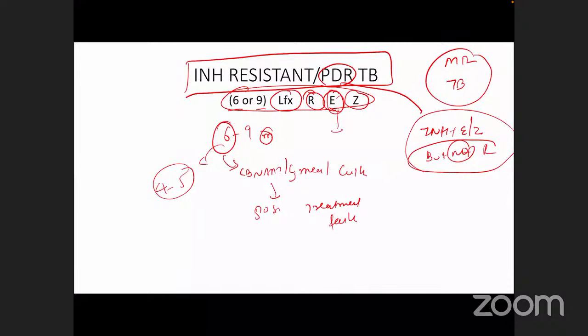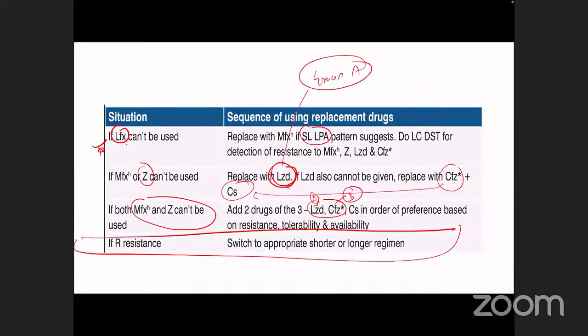For pyrazinamide, I just explained. If levofloxacin cannot be used, you may replace it with moxifloxacin. If that also cannot be used, you replace with linezolid and clofazimine. So if Z also cannot be used, then you have to change. Obviously, if Z is resistant or there is intolerance to pyrazinamide, you have to replace it with other drugs. It is not that even if it is resistant to Z, you will use it.